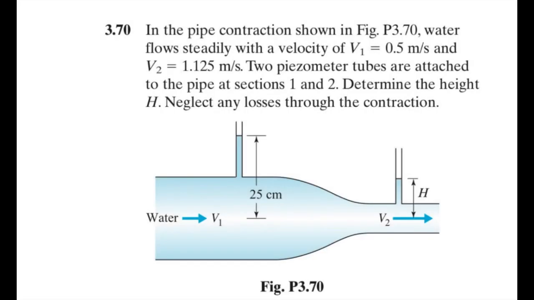Our project is based on problem 3.70 from Potter's Mechanics of Fluids, 4th edition textbook. The textbook, which was published in 2011, was also co-written by Wiggert and Ramadan. The problem requires us to determine the height h of the water in piezometer tube 2. This can be used to calculate the pressure in the pipe with the smaller diameter.